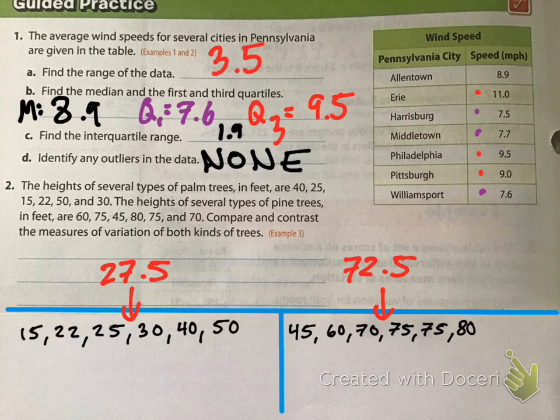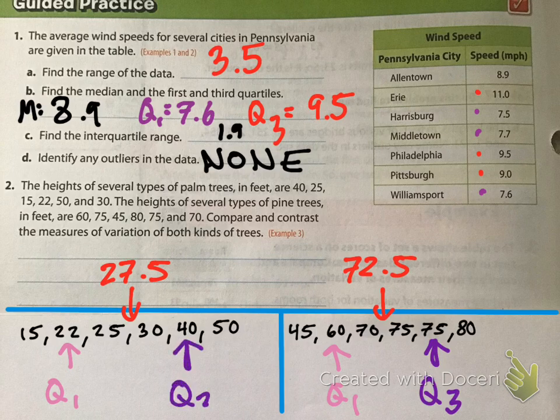Then what we've got is our Q1, because that's the one in the middle of that set of data, and we've got our Q3s, because that's the one in the middle of that set of data. So if we found that, now I want to find our interquartile range. So the amount between the two of these, between 22 and 40, is 18. The amount between 60 and 75 is 15.